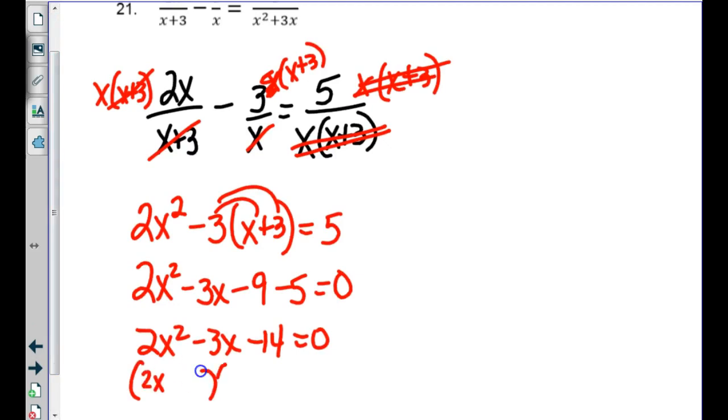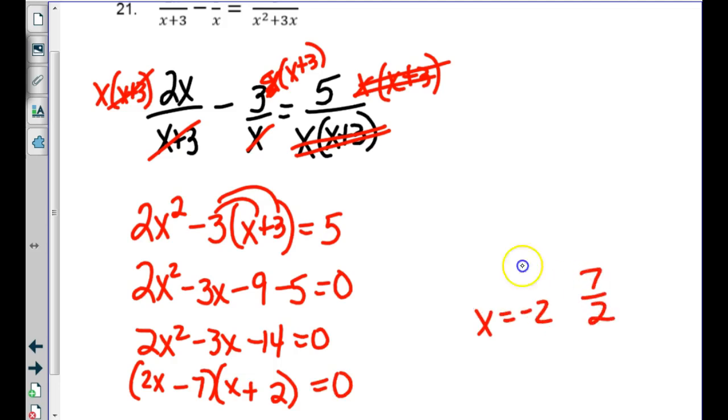The only way to make a 2x is a 2 and a 1. 7 and 2. If I put the 7 here and the 2 here, this one's negative and this one's positive, I think it works. So I get x equals negative 2 or 7 halves. Either one going to make the denominator 0? What were the two numbers that would make the denominator 0? Right? It was x and x plus 3. Yes? So x can't be 0 or negative 3. So we're good. We have two solutions. If I did that right, I don't know.